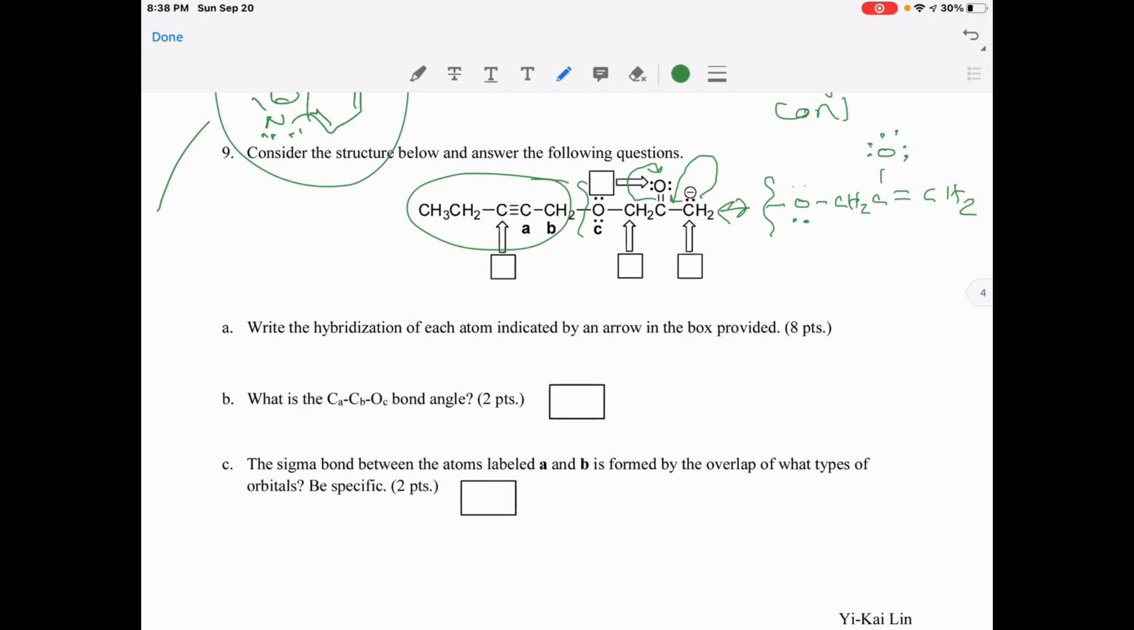But first, let's solve the easy cases. So we know that for this carbon right here, it has two electron domains. The first is the single bond, and the second one is the triple bond. So we have two electron domains, so that gives us an sp configuration. When we look at this carbon, it is connected to 4 atoms, right? It's connected to 2 hydrogens, 1 carbon atom, and 1 oxygen atom. So it has 4 electron domains, so this gives us a hybridization of sp3.